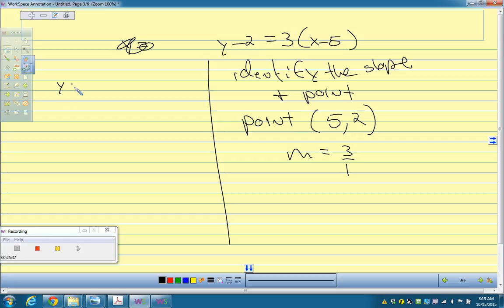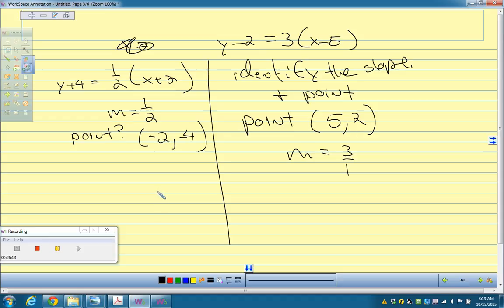What if I have y plus 4 equals 1/2 times x plus 2? Identify the slope and a point on the line. What's the slope, Andres? Very good. What's the point on the line? This is a little tricky. What's the point? Would it be -2 and then 4? Ah, -4? You the man. Okay, very nice.